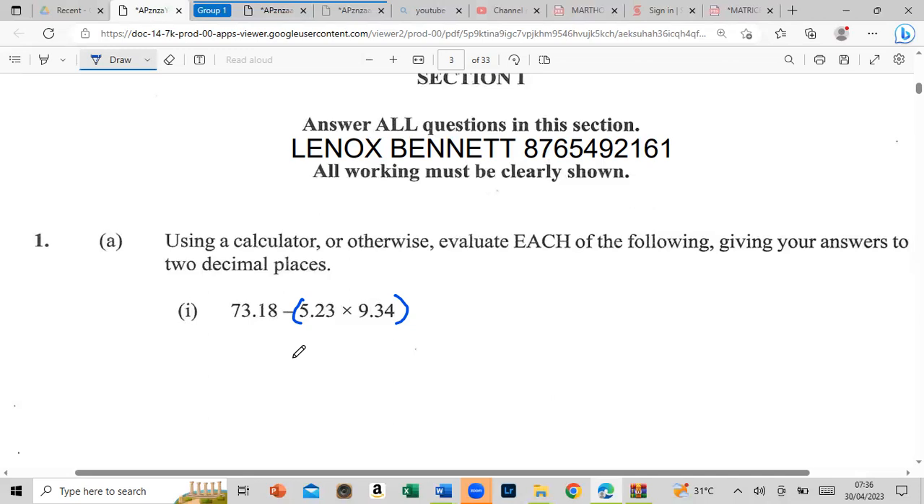So according to the BODMAS rule, we have to multiply first. So we're going to multiply 5.23 times 9.34, which gives us 48.8482. And we're going to write out all of it.